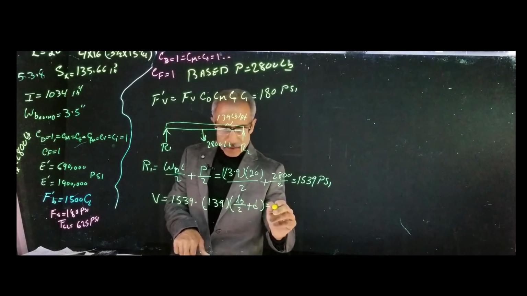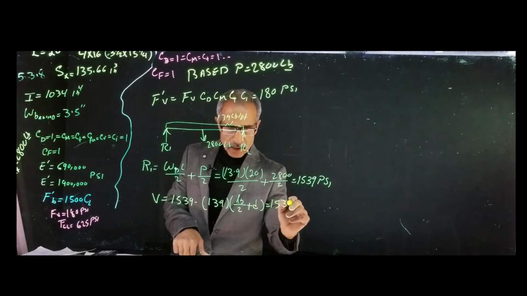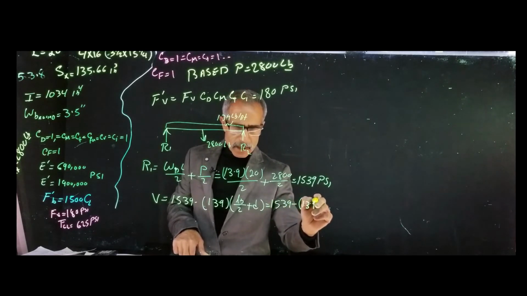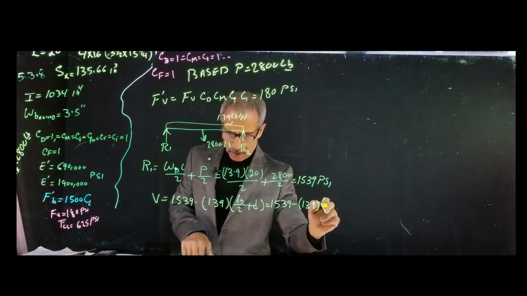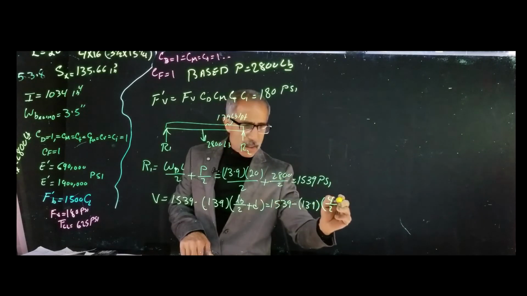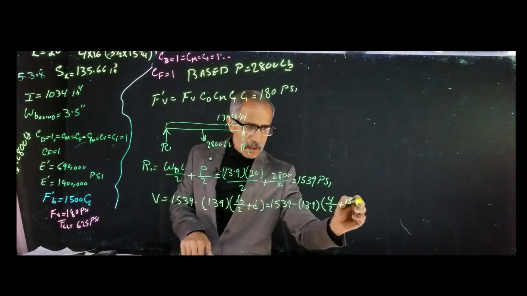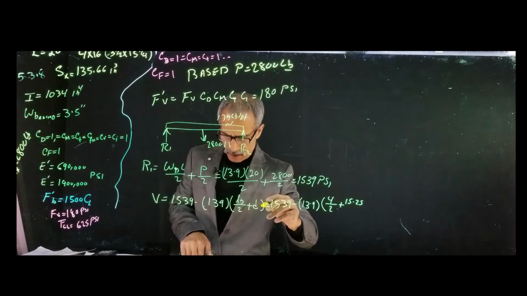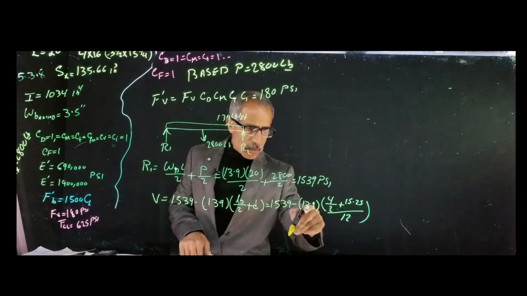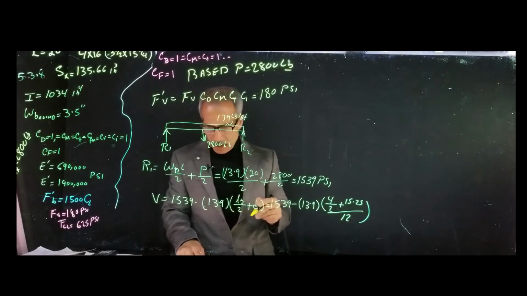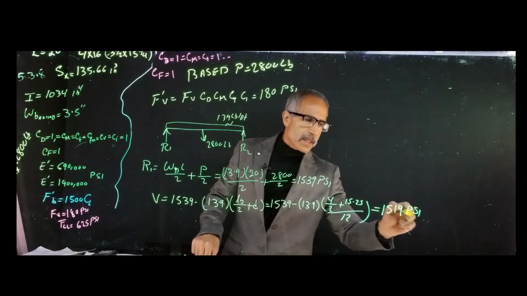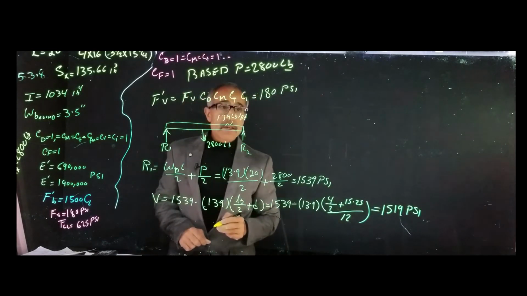let's write it out. Okay, so 1539 minus 13.9. LB was 4/2. That must be the bearing on the beam itself, and plus 15.25. Divide that by the whole thing. Let's divide that by 12 inch, because that's a pound per foot right there. And I'm going to come out with 1519 PSI.